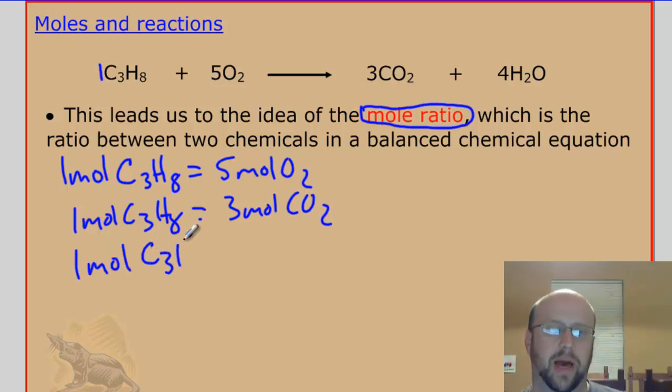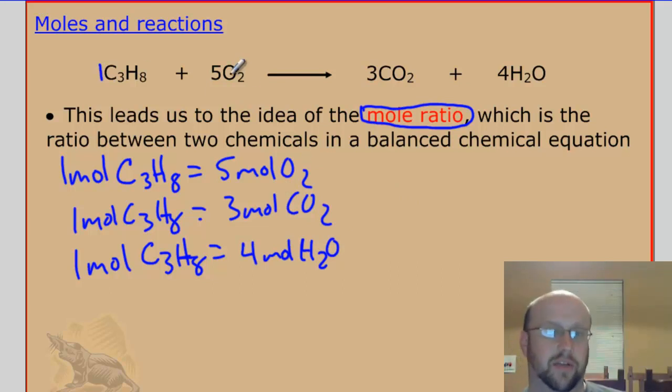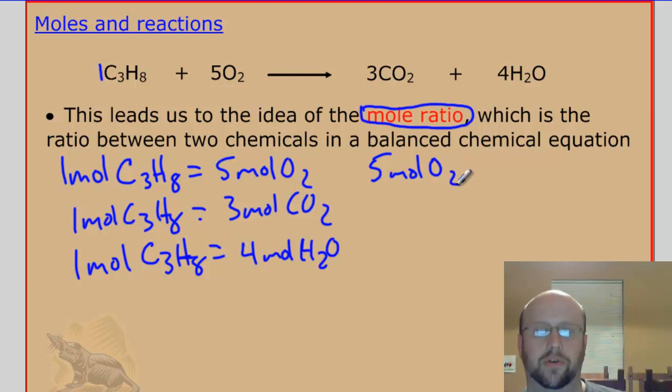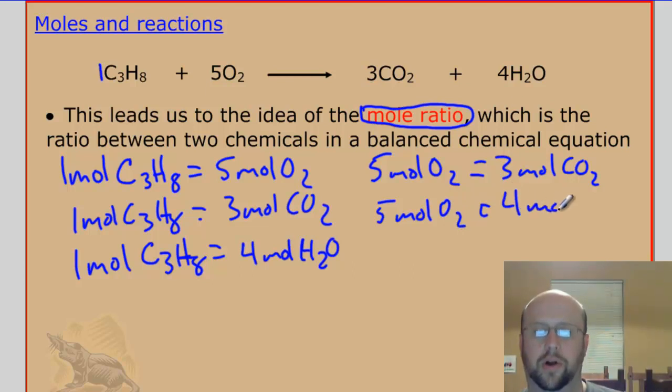So it doesn't really matter what side of the equation stuff is on. What matters is the relationship to each other. And if we're talking about mole ratios, the coefficients are always in moles. So I can get all those. It doesn't have to be propane. I can do it with the oxygen as well. 5 moles of O2 is equal to 3 moles of CO2. 5 moles of O2 is also equal to 4 moles of water.